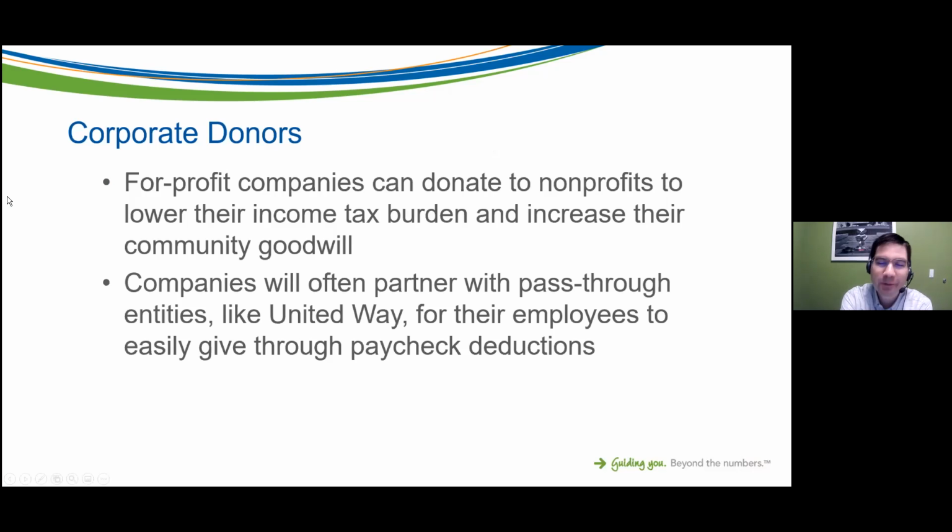And then frequently for many employees around the area, companies will partner with a company like United Way or Community Shares with the paycheck deductions and easy ways for you to have a pass-through where money is collected from you and is given to your charities of choice.